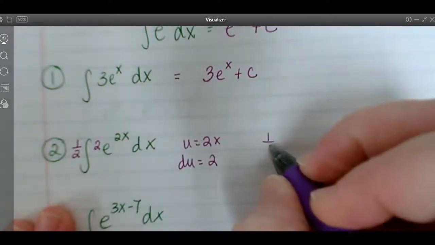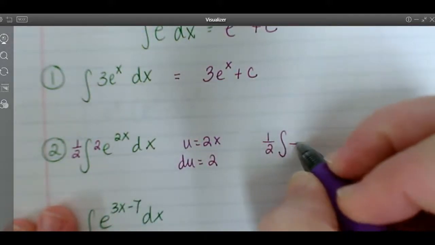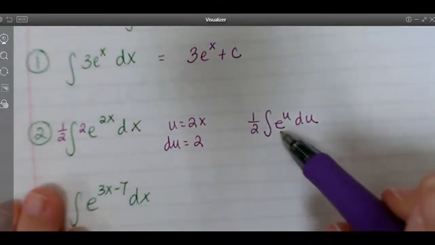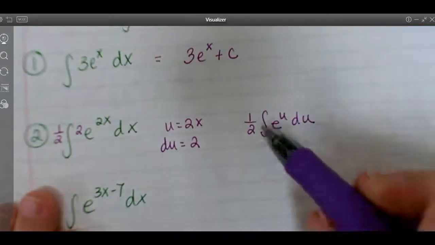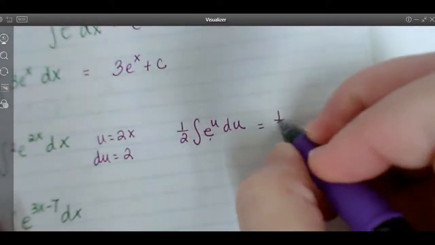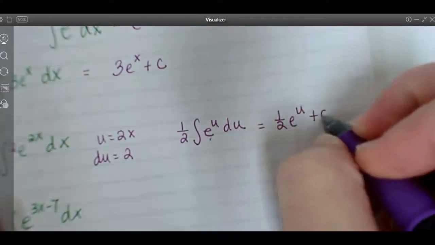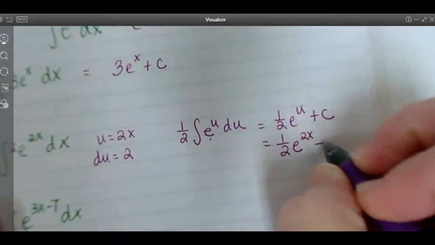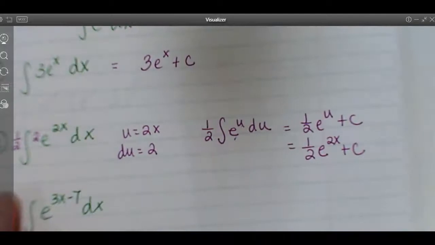So the process is still the same even when we have different types of functions. So the antiderivative of e to the u is just e to the u, and we put that 1/2 with it. And then we go back and put in what our u was, and then there we have our answer.